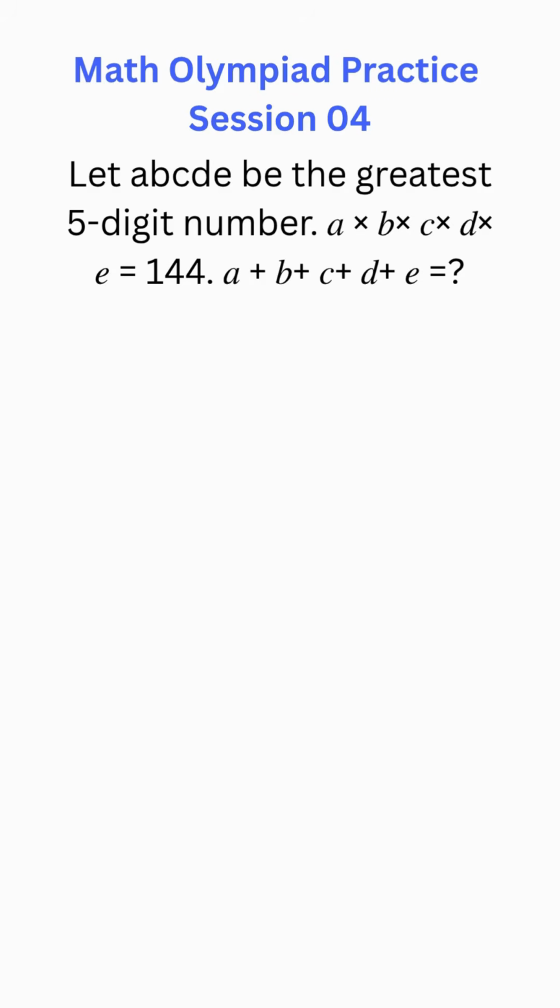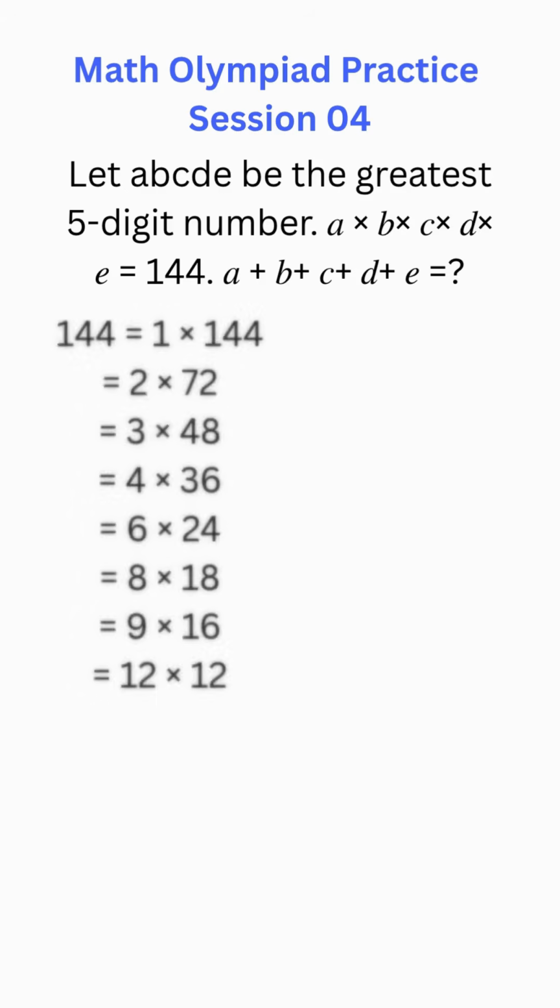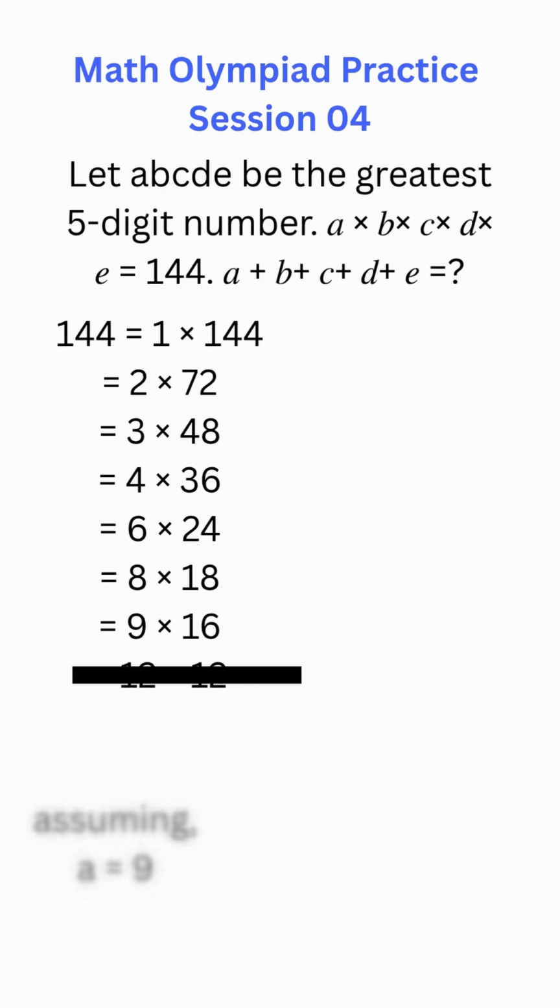In order to do that, we're going to find the values of all the numbers which we can multiply to get 144, which we have found out here. And from here, we can see that if we go all the way down, when we multiply 9 times 16, we get 144. So 9 is our first value, and that's what we're going to use here. We are going to assume A equals 9. It doesn't have to be the biggest number, but we're going to assume A equals 9.